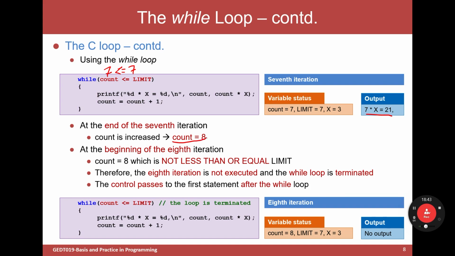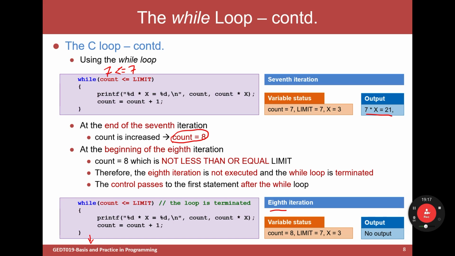When count became 8, now ignore the while loop. Just go and leave the while loop. Just don't execute the code and just exit and continue the software without running the while loop. This is the meaning of this one. So in the 8th iteration, the count equals 8. So in this case, no output and just leave the while and continue the software. Okay, so this is how the while loop works.